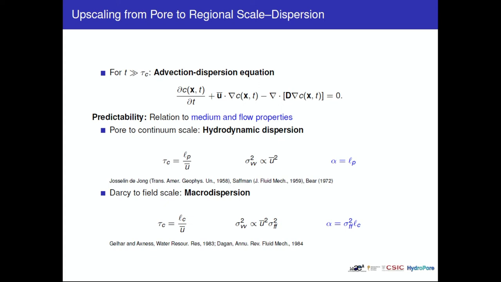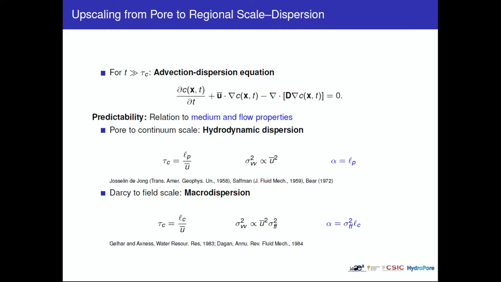And then we go to the field scale. We have macro dispersion. So here the characteristic length scale is much larger, because now I'm going from 10 to the minus 4 meters to 10 to the 2 meters. But also my velocity variance is similar. And now my dispersivity is of the order of the length scale of the variability scale of hydraulic conductivity, permeability.